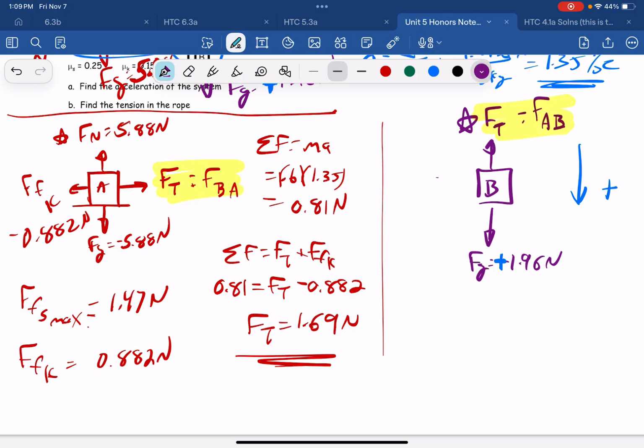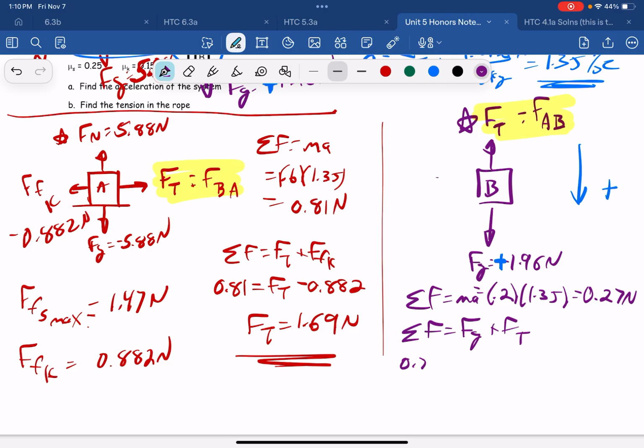And now I can come over here and check my answer. My net force is mass times acceleration. And that gives you 0.27 newtons. Net force is 0.27. Oh, sorry. I'm trying to hurry here to beat the bell about to ring. So I've got gravity and tension. So 0.27 equals positive 1.96 plus tension. Subtract the 1.96 from both sides and your tension turns out to be negative 1.69 newtons. And I am happy because they are equal and opposite.